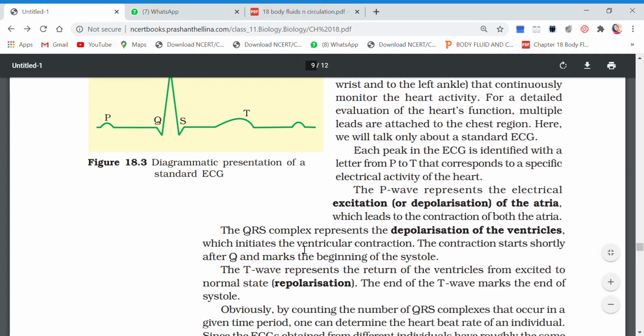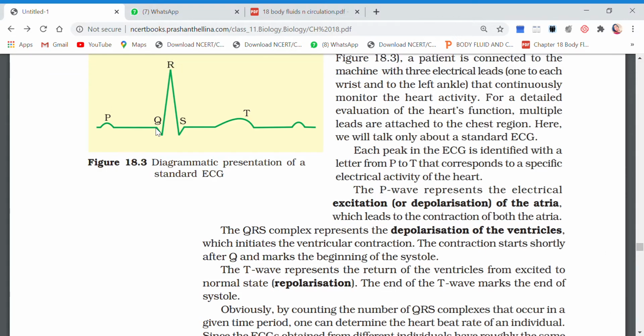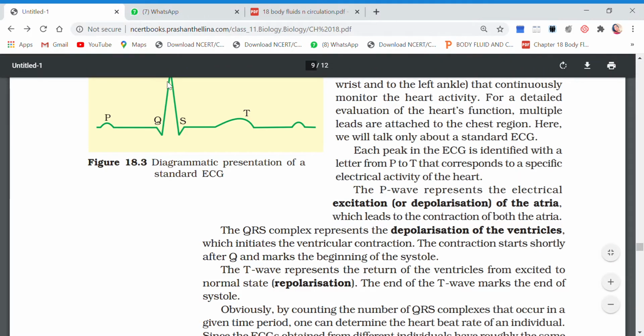This initiates ventricular contraction. The contraction starts shortly after Q. Now mind it, children, please listen to me carefully. The contraction starts after Q. That is why we have not started the elevation just from here. We took it downwards and then we have extended it upwards, just to show that after a while the contraction has started.